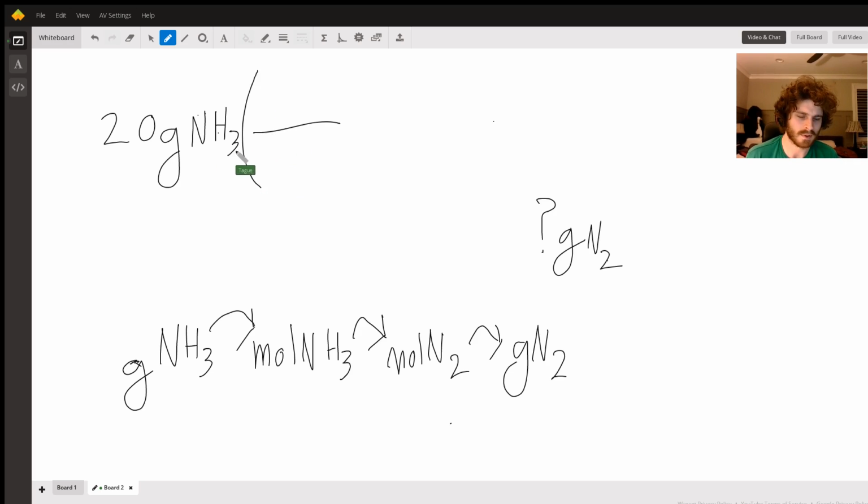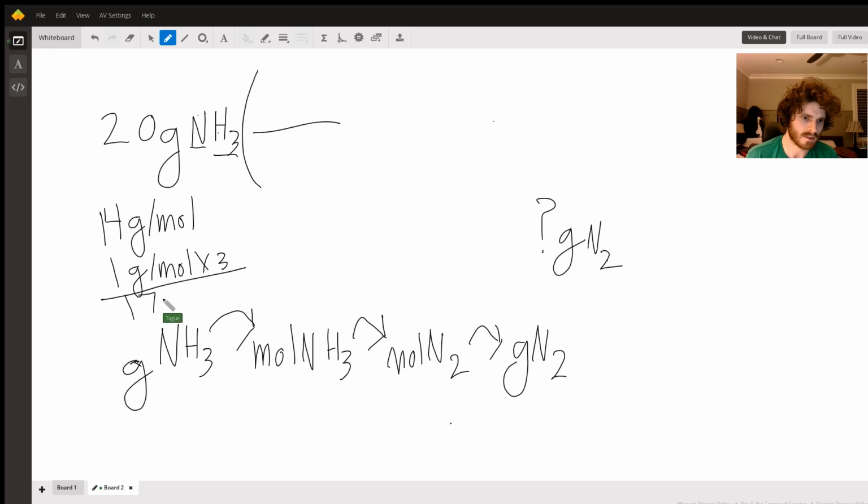For the first part of this unit conversion, we need to figure out the ratio between grams of NH3 and moles of NH3 to convert it. And it turns out that is 14 grams per mole for this nitrogen, plus 1 gram per mole times 3 for each of these 3 hydrogens, and that gives us 17 grams of NH3 per 1 mole of NH3. Sorry, it's a little sloppy.